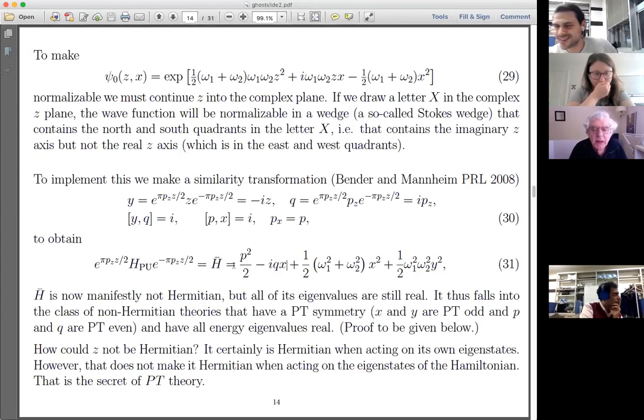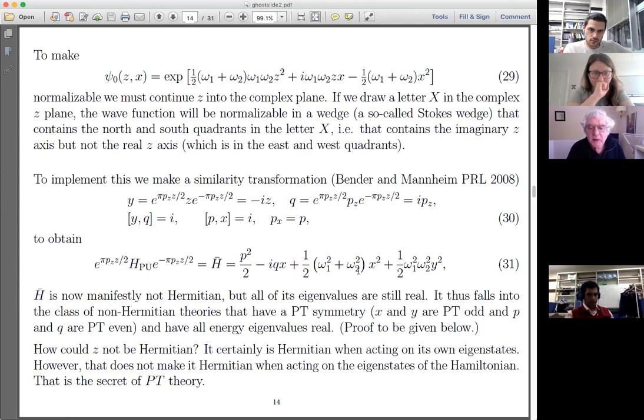So under this similarity transformation, we now have a Hamiltonian that's manifestly not Hermitian, but its Schrodinger problem, all of its eigenstates are well behaved. And this is a classic example of what's called PT. This Hamiltonian has a PT symmetry. X and Y are PT odd, P and Q are PT even. Once you've specified how X and Y behave, P and Q are fixed by the commutation relations, and PT symmetry allows for energy eigenvalues to be real, even without hermiticity.